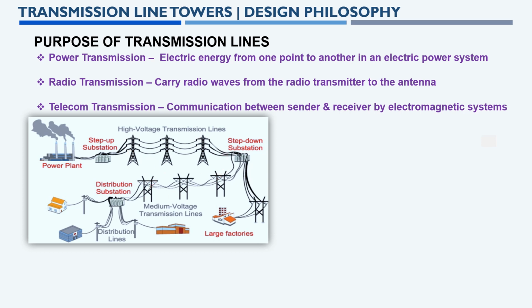Alternatively, from the step down substation to some large factories, a transmission line is also required. The next purpose is radio transmission, which is to carry radio waves from the radio transmitter to the antenna. The last one is telecom transmission, which is communication between sender and receiver by electromagnetic systems. In this presentation we are going to look only at power transmission lines.